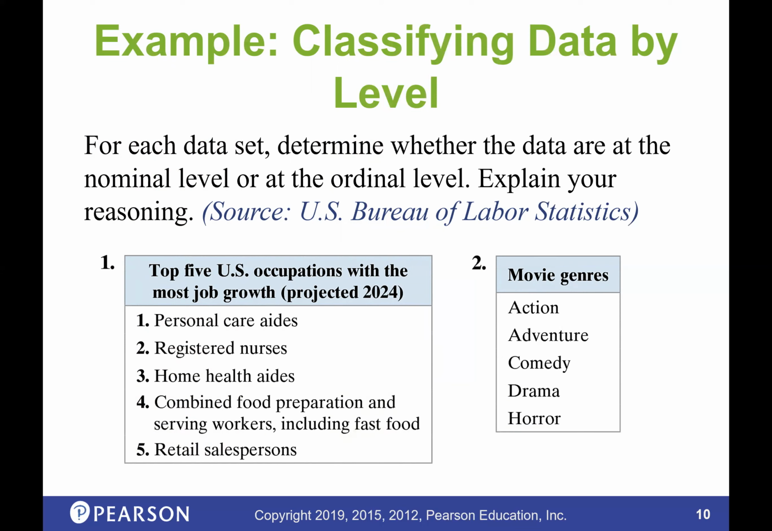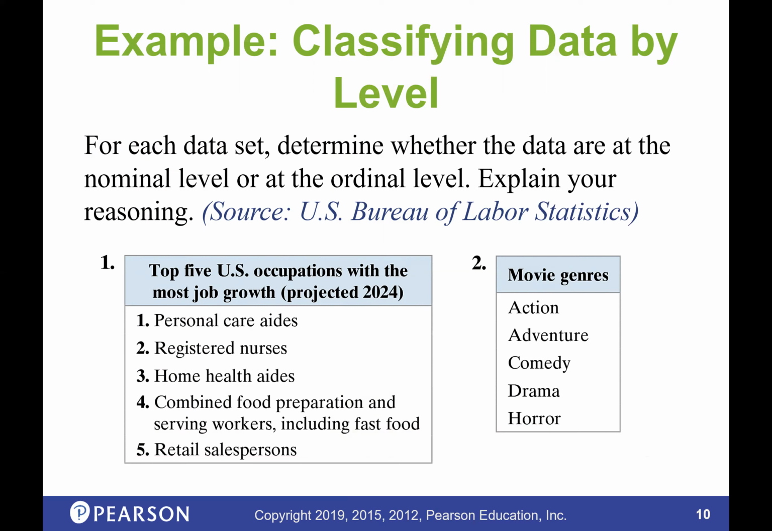You four. Number 1, nominal data or ordinal data? Explain your reasoning. So this is the top 5 occupations with the most projected job growth. All health industry, I wonder. And this is kind of cool, guys. Look, you see that little line that says source? U.S. Bureau of Labor Statistics, which means I'm not pulling this out of thin air, which means the data is actually coming from there.